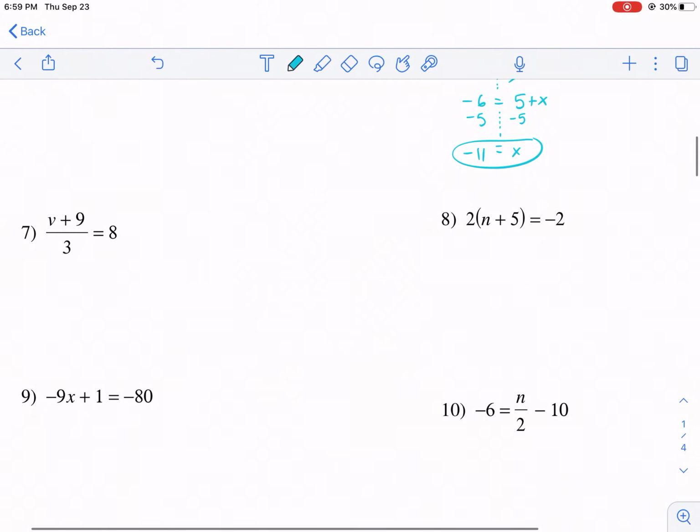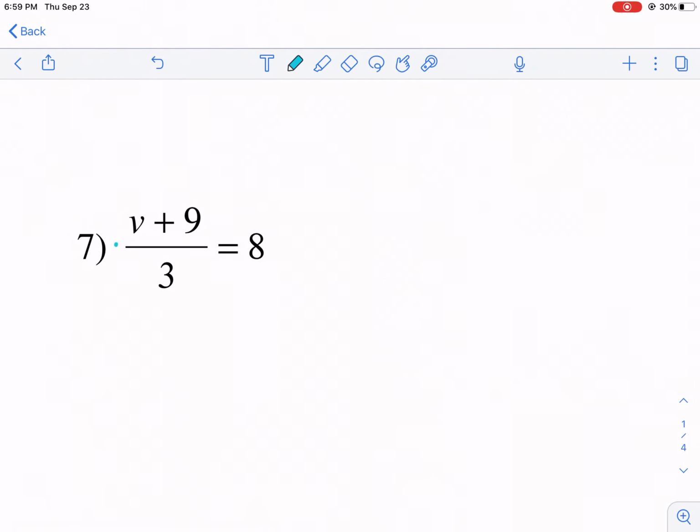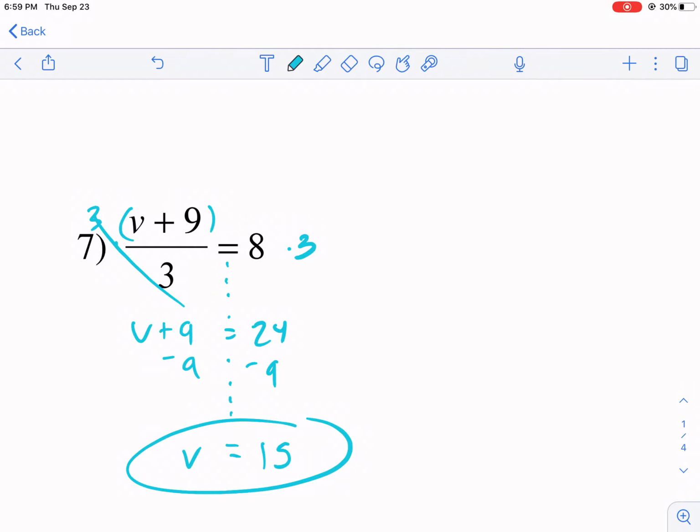Okay, we have one. Let's do another one of these. Okay, multiply by 3 to get rid of the divide by 3. It's an implied parentheses there. That gets rid of that. We're left with 24 equals, keep this in line, v plus 9, subtract 9, keep this in line, equals 24 minus 9 is 15, and that's the value of v.